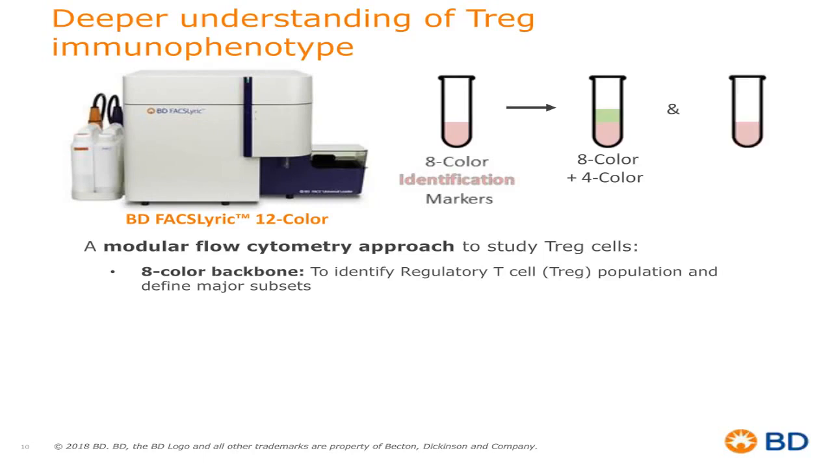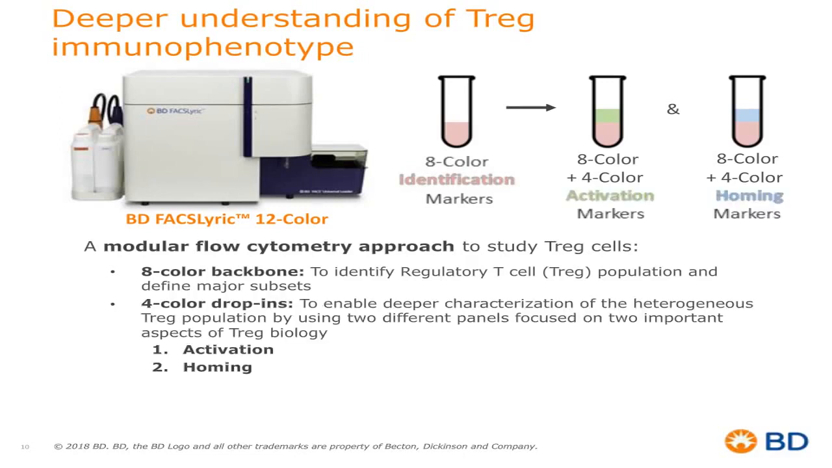And I can then also have a second tube, because I may not always want to look at all 16 markers simultaneously, and honestly, I kind of subset them into different buckets. I can have a separate 4-color drop-in panel to define the rest of my cells of interest. In this situation, it happens to be a panel that I can run whenever I'm looking at activation, and another panel that I can run when I'm looking at homing.